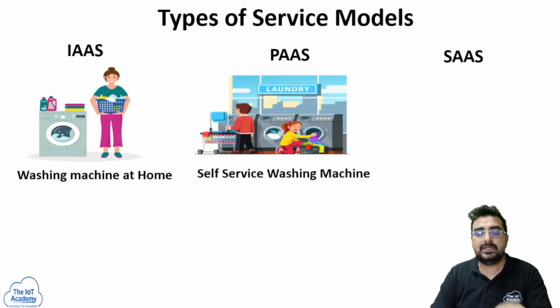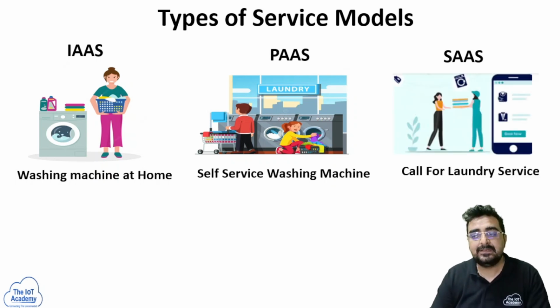And there is another case, PaaS, platform as a service. We can go to the laundry shop. There are self-service washing machines, and we can wash our clothes at the laundry shop by self-servicing. Then the next one is software as a service, meaning with the help of a mobile app we can call the laundry person.